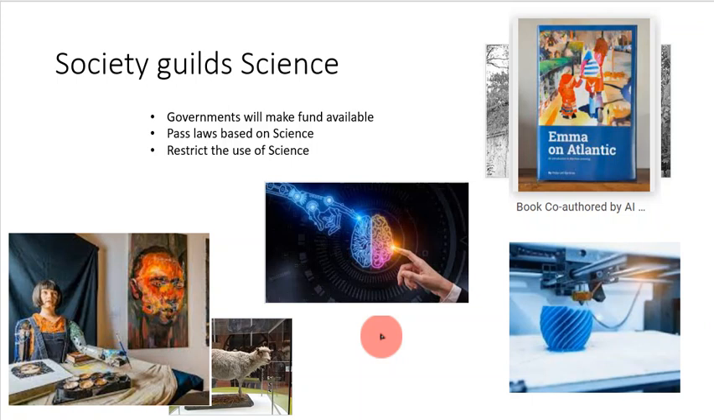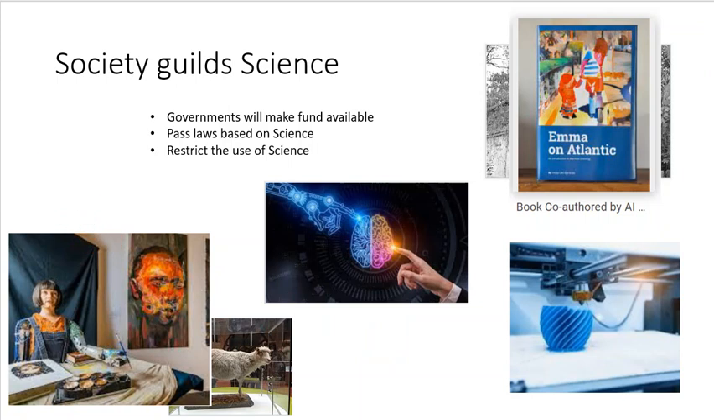So again, society is going to have a massive impact on that. Some things will be allowed, other things will not be allowed. Laws will be brought in, funding will be restricted, or funding will be given. These are ways that society has a huge impact on what science does and how science works.